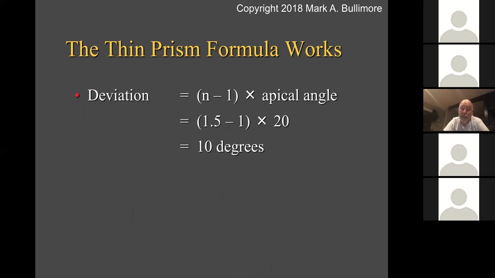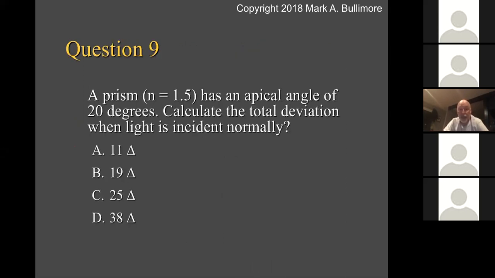So in this example, it's 1.5 minus 1 times 20, which gives us 10 degrees. So which is the best answer on this one? A, B, C, or D? Type in your answer. Okay, somebody typed in A.